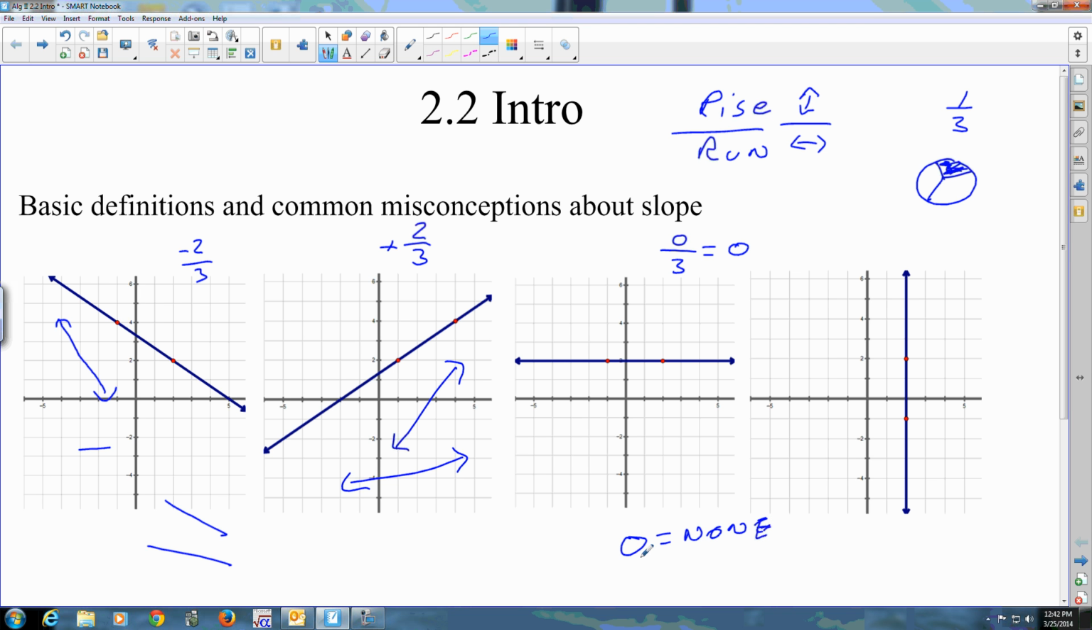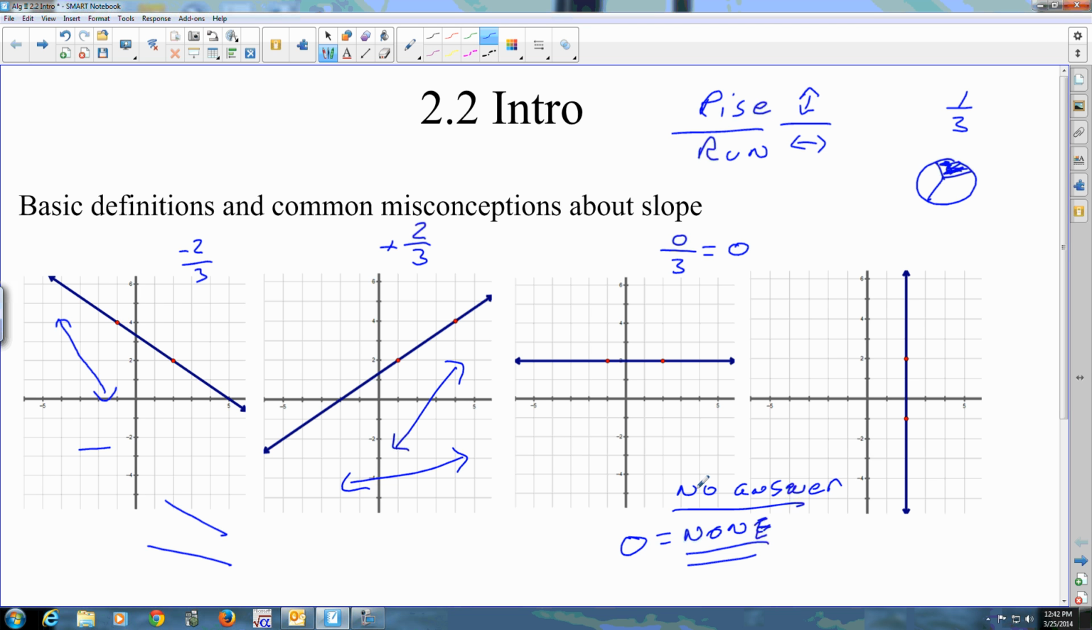0 is a number. It is a value. None is, there isn't one. There is no solution, no answer. No answer means none. 0 is an answer. It's a number, it's a value. It doesn't mean you don't have one. It means its value is 0.